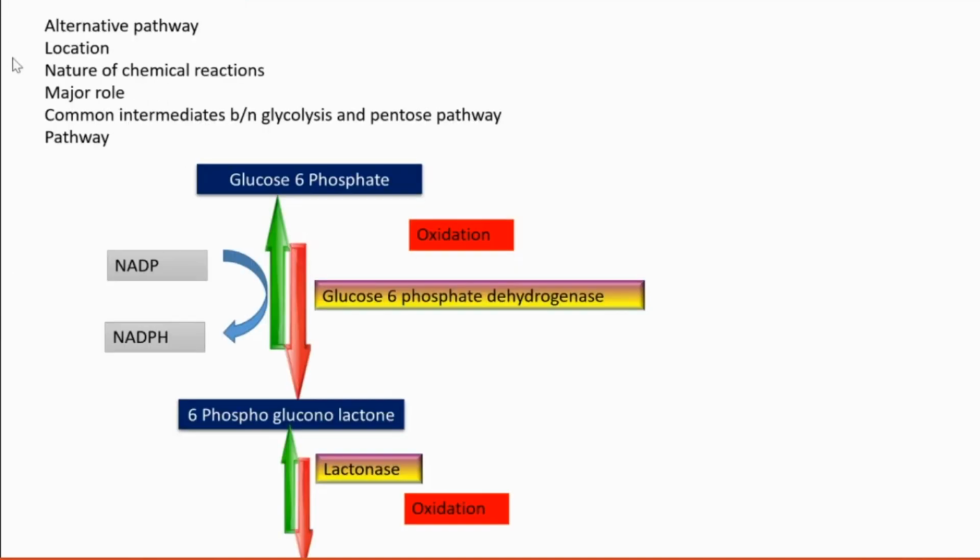Next, where is it actually taking place? This pentose phosphate pathway is taking place in the cytosol of tissues like adipose tissue, mammary gland, and also adrenal cortex. In all these tissues, this pentose phosphate pathway is taking place. Then, what is the nature of the chemical reactions of this pentose phosphate pathway?